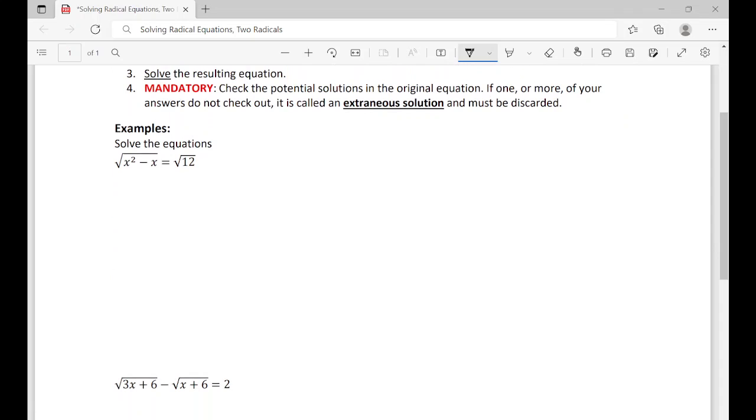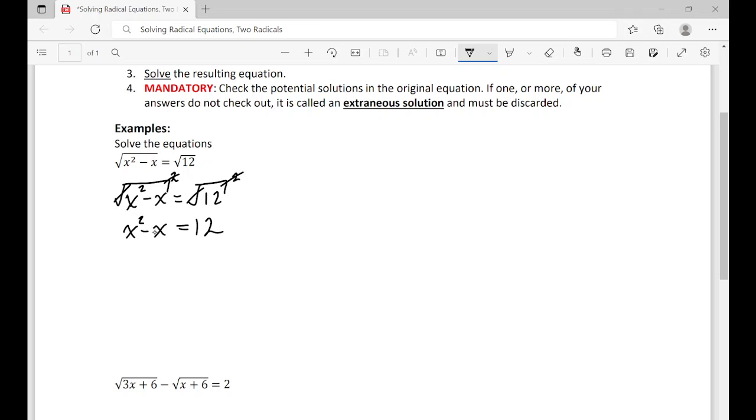So for our first equation, we have the square root of x squared minus x equals the square root of 12. Well, we have two square roots, but we have one on each side with no other terms without a square root, so we can actually do this all in one step. Both roots are isolated on each side, and since they're both square roots, we are going to square both sides, which will cancel out the square and the square root on each side, leaving us with x squared minus x equals 12.